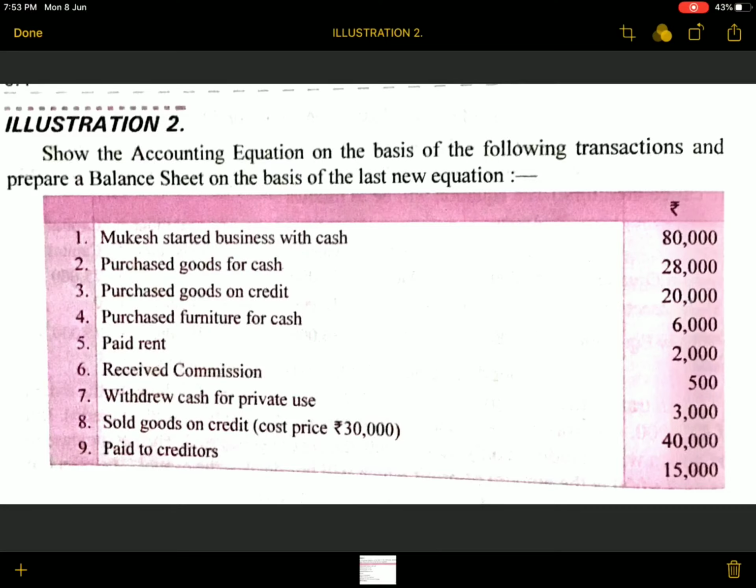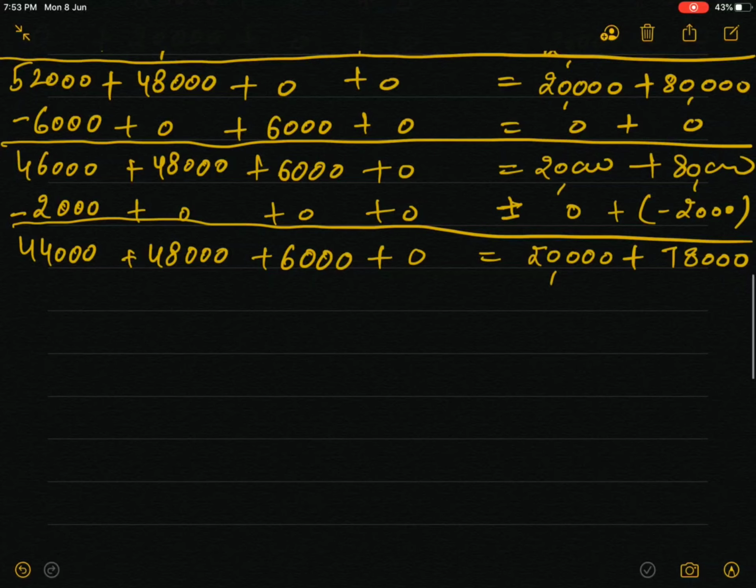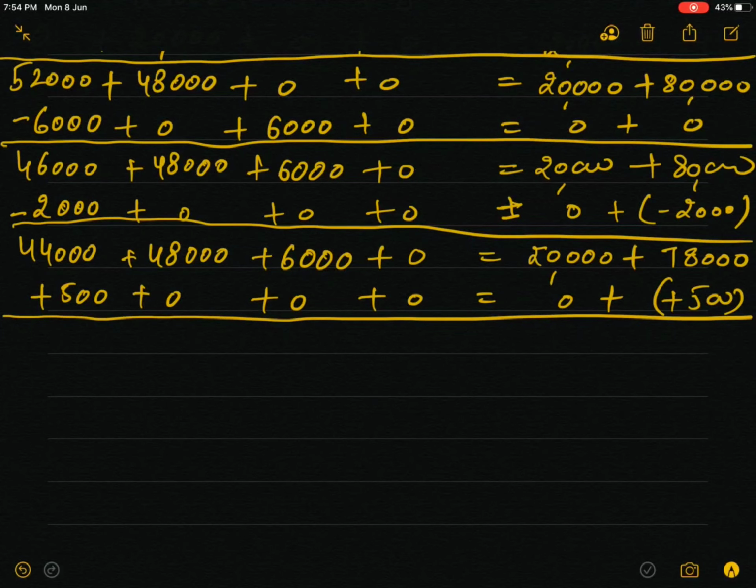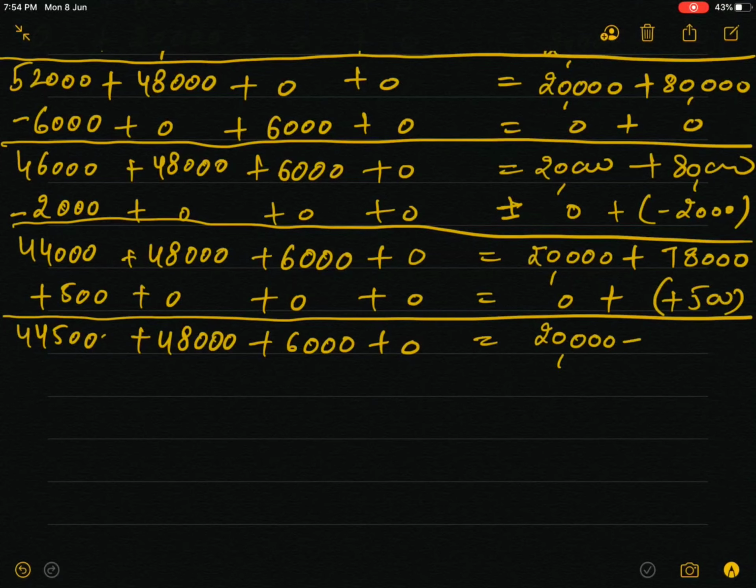Rupees 5,000. Add rupees 5,000 as commission on cash and capital. 44,500 plus 48,000 plus 6,000 plus 0, 20 plus 78,500.